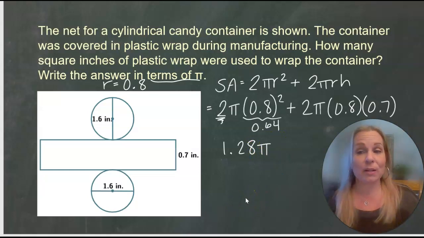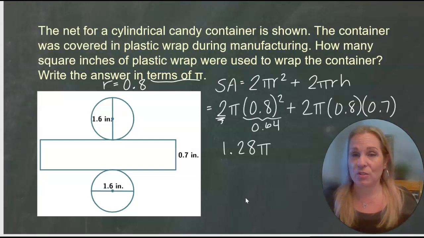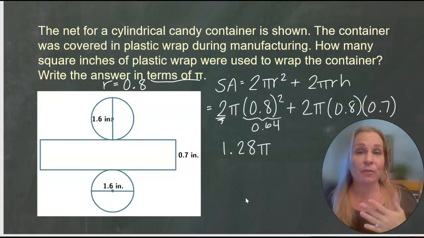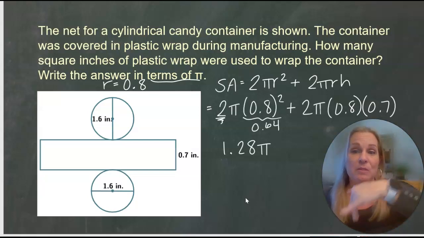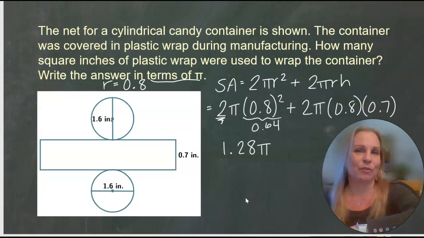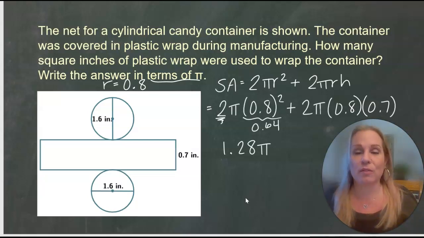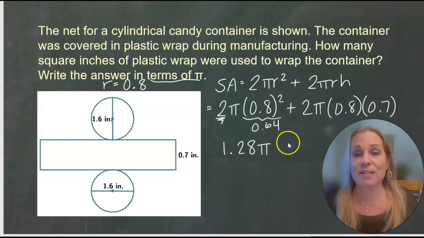Because remember, multiplication, it doesn't matter what order we multiply in, right? But we do have to do the exponent first, because that's order of operations, right? But then after that, multiplication is commutative. So it doesn't matter if we do 2 times pi times 0.64 or 2 times 0.64 times pi, right? We're just changing the order of the multiplication. It's commutative, so that's fine. So we did 2 times 0.64 and got 1.28. Okay, let's move on to the second part.